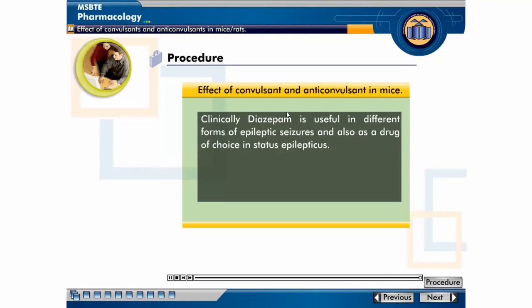Diazepam acts as an anticonvulsant agent and does not produce convulsion. And if convulsion is produced, then it helps to inhibit or treat the convulsion. That's why we concluded from the procedure that strychnine sulfate produces convulsion, so it is a convulsant agent, and diazepam acts as an anticonvulsant agent.